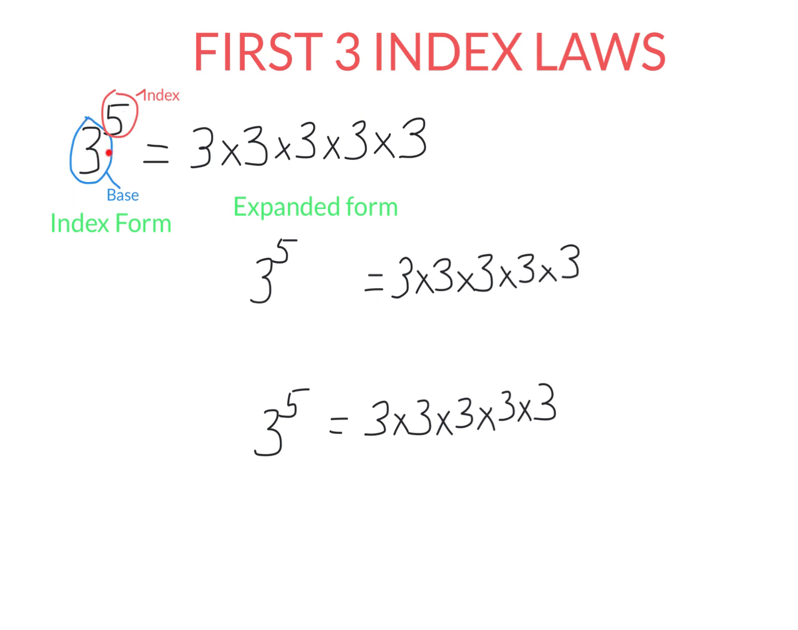The number that's written larger is called the base, and this number that's written smaller is called the index or the power. So we know that 3 to the power of 5, when you're raising a number to a power, it means you multiply the base by itself this many times. So 3 to the power of 5 means you multiply 3 by itself 5 times. So we call this form index form because it's got an index, and we call this expanded form.